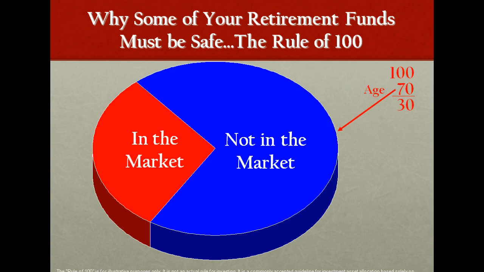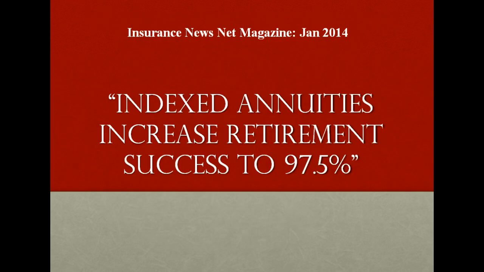Now, an indexed annuity is one way to provide a guaranteed principal protection that your money would not be lost in the event of a stock market crash or an economic downturn. And at the same time, give you the opportunity through index crediting strategies to earn interest that is tied to the growth of a stock market index. But what about retirement planning? In this article published in Insurance Newsnet magazine, January 2014, indexed annuities increase retirement success to 97.5%.